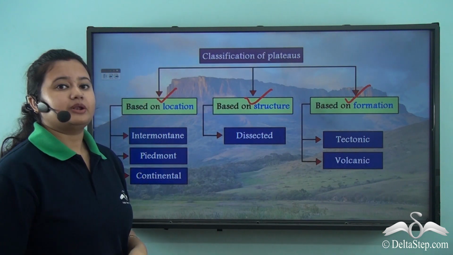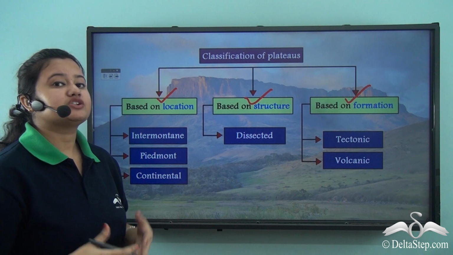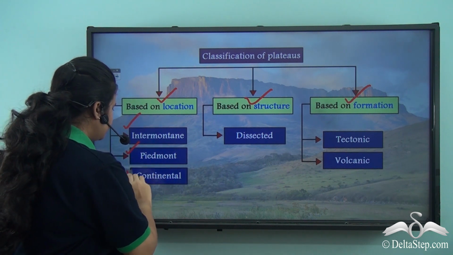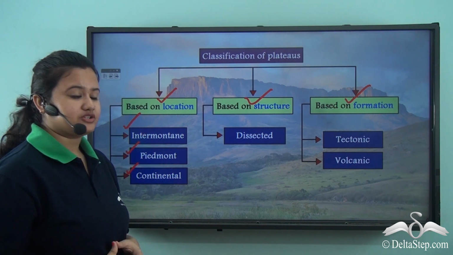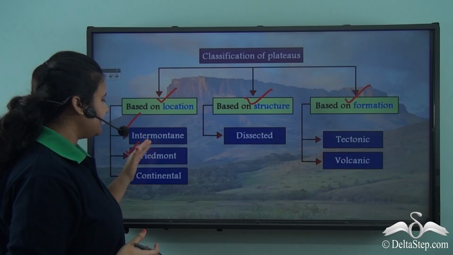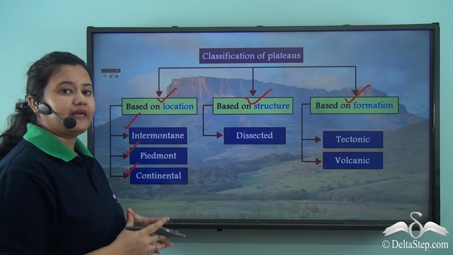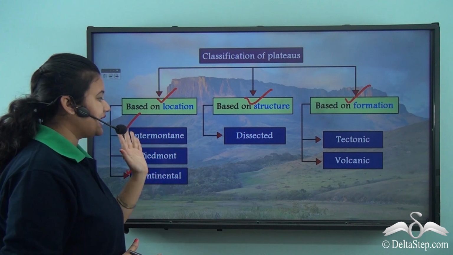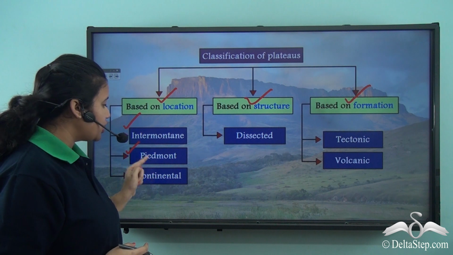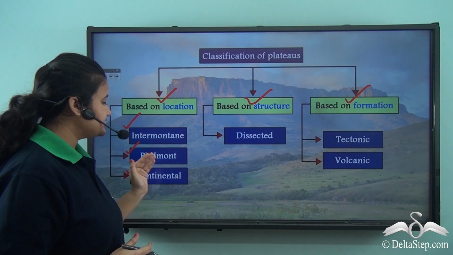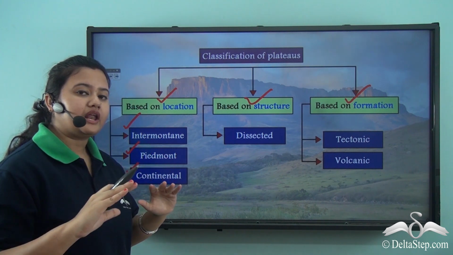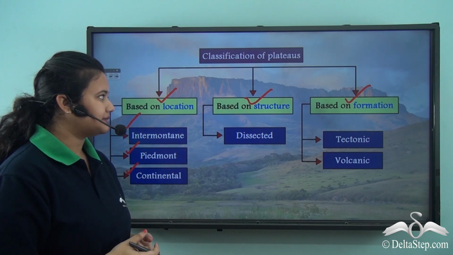Based on location, plateaus can be classified as intermountain, piedmont and continental. Intermountain plateaus are placed in between mountain ranges. Next we have piedmont plateau that has mountain on one side and a sea or a plain on the other side. The third type is continental plateau. Continental plateaus stand alone and are surrounded by a lowland or sea on all sides.